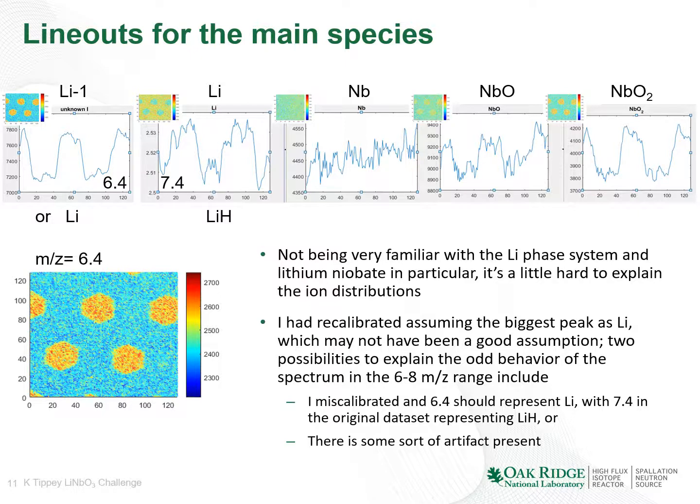And I did lineouts for all of these main species. Now, like I said earlier, my initial thoughts of what was lithium and what was lithium hydride may have been mixed up. Initially, I gave lithium the high peak because it was the biggest peak in the 7 area, and I expected it to be lithium. But seeing that there's a big peak at 6.4 and a big peak at 7.4, it makes more sense that we have a lithium and a lithium hydride. So that's what I'm thinking is going on now.